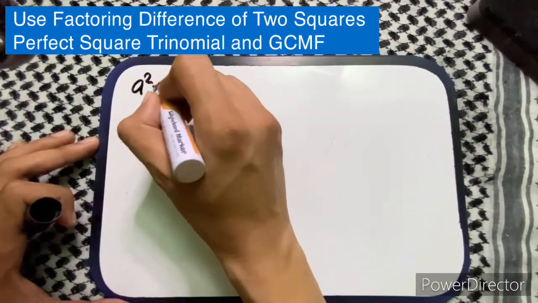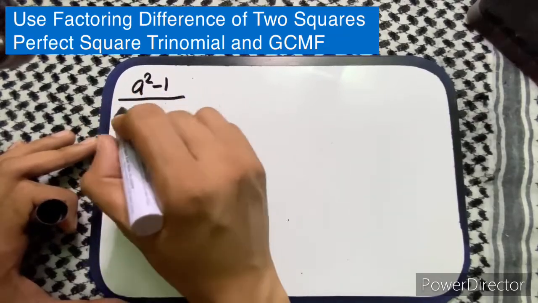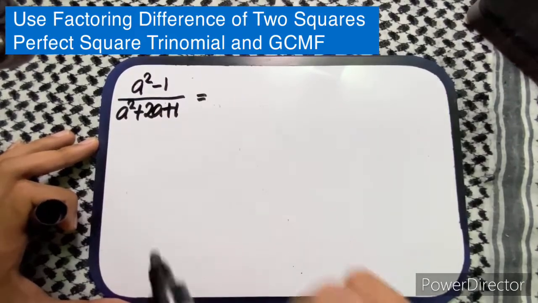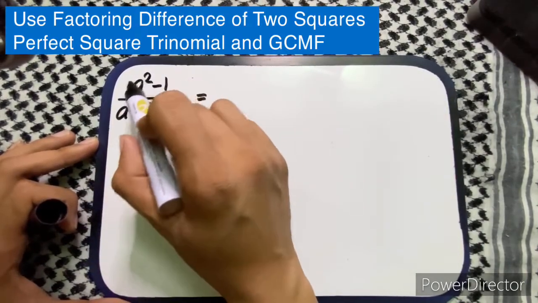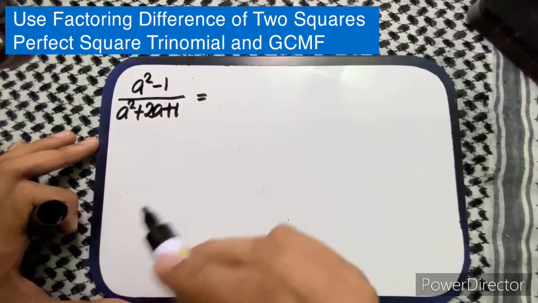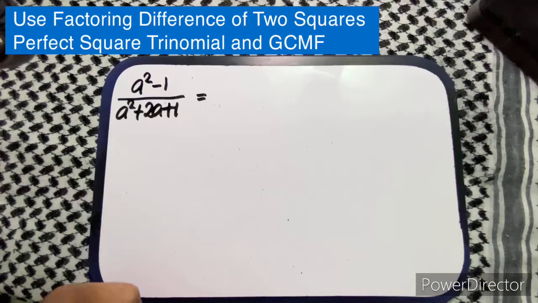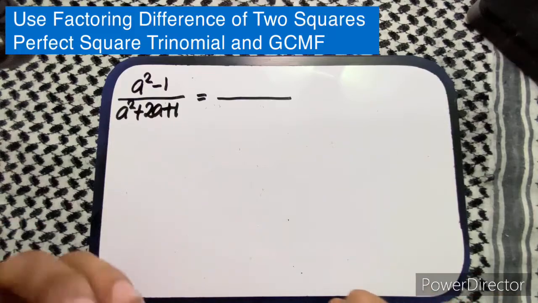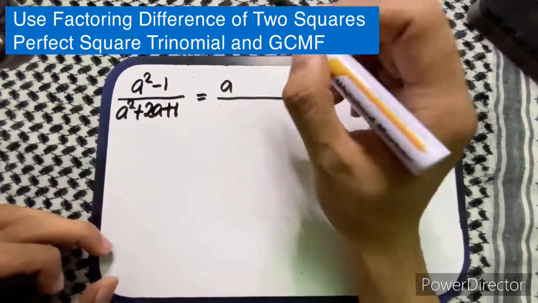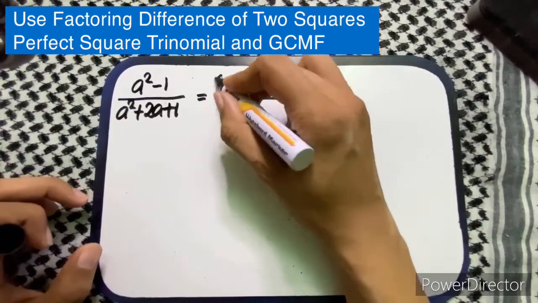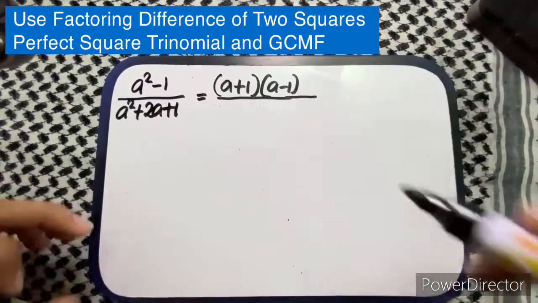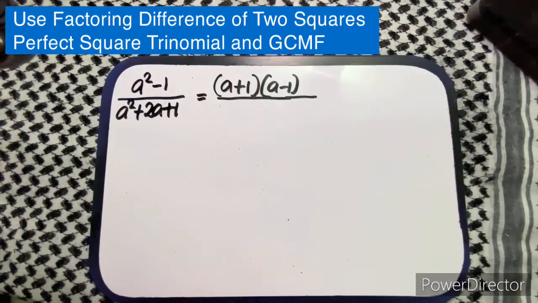A squared minus 1 all over a squared plus 2a plus 1. So you cannot cancel a squared and a squared, okay? So this a squared minus 1 is an example of difference of two squares. If we recall the process, just take the square root of a squared, which is a, and the square root of 1 is 1. So the answer is a plus 1, then a minus 1. If you go back to our previous discussion, this is the answer, okay?